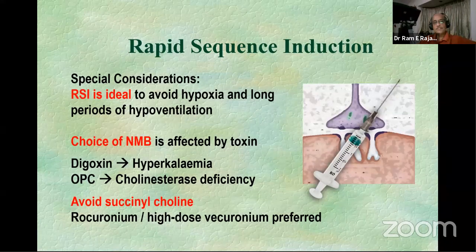So the idea of a rapid sequence intubation is not something that I need to express to you. But again, there are certain poisonings under which the use of a neuromuscular blockade should be very carefully thought about. Digoxin classically can be associated with severe hyperkalemia, as could some of the other alkaloid poisonings. Remember, you have cholinesterase deficiency with OPCs, and the selection of your neuromuscular blockade is also something that you should pay a little attention to in the process of attempting to intubate these patients.